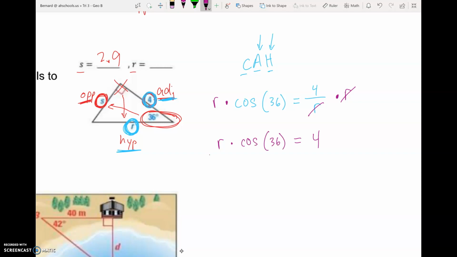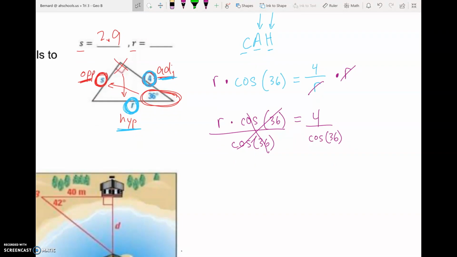And again, we need R by itself. So to get R by itself, now we want to divide by the cosine of 36. Remember to do it to both sides. And remember, cosine, sine, tangent, they're all just numbers. And so it's like we're just dividing by some number, and they cancel each other out. And so R will equal 4 divided by cosine of 36.